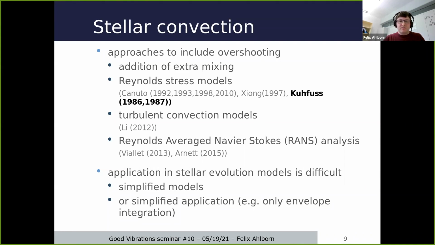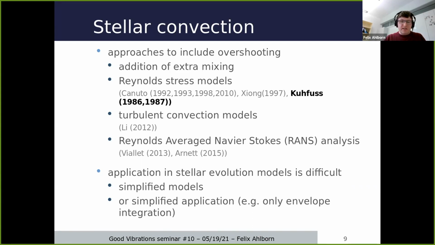Then there is the rather large family of so-called Reynolds stress models. So these are usually sophisticated models of additional partial differential equations, which try to solve for the structure of the convection zone. And here I would like to mention, for example, the work by Canuto, who has published an extended Reynolds stress model, or from the Chinese group from Zhong. And also here the Kuhfuss model, which has been developed at MPA and which is actually the turbulent convection model which I use in my project.